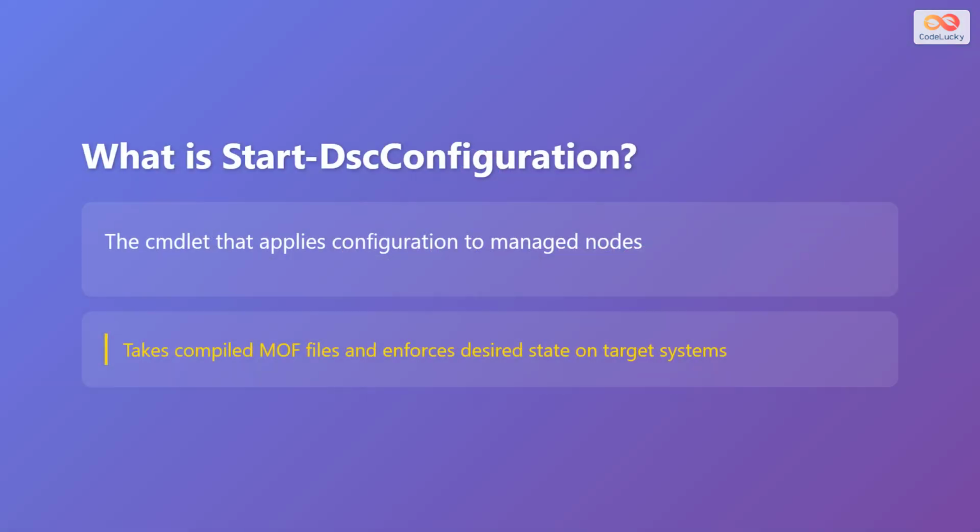Start-DscConfiguration is the PowerShell cmdlet that applies your configuration to managed nodes. It takes compiled MOF files, which contain your desired state definitions, and enforces that state on your target systems. This cmdlet is the bridge between your configuration scripts and the actual machines you want to manage.